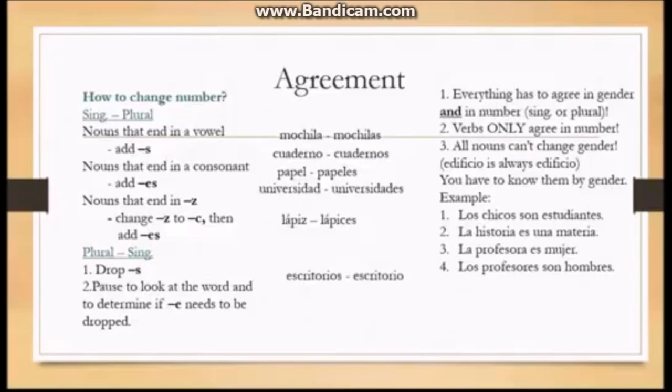Escritorios ends in os. We want to drop the s first and then pause. In this case, we can't drop the o because it's part of the word ending. We end up with escritorio.